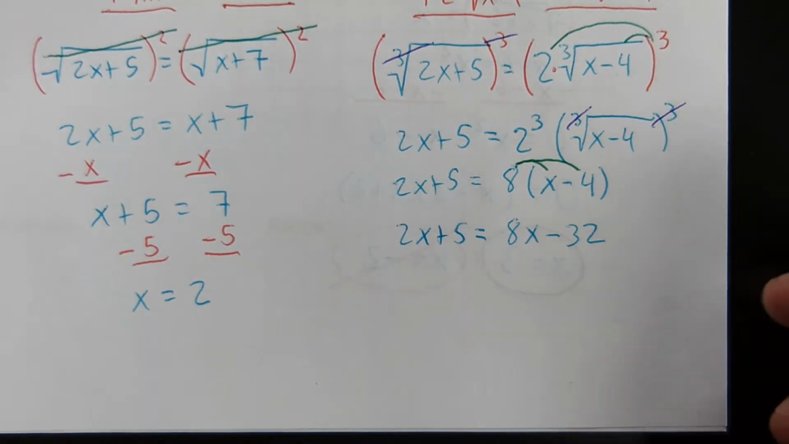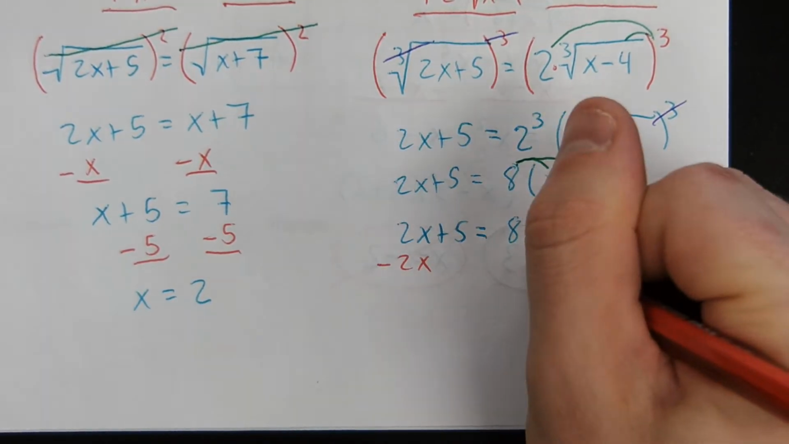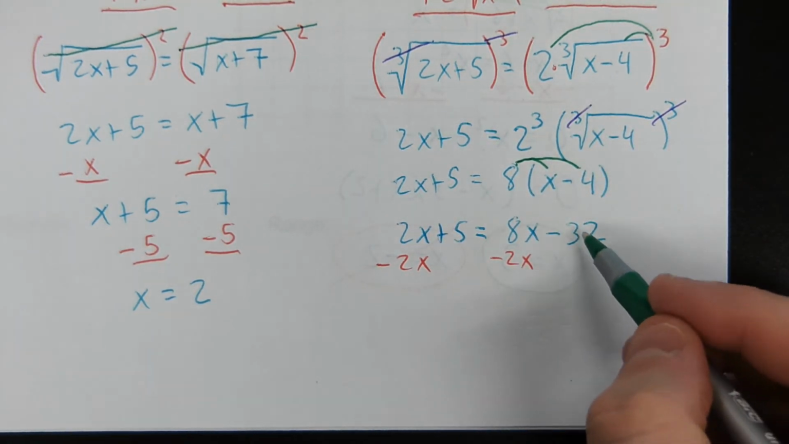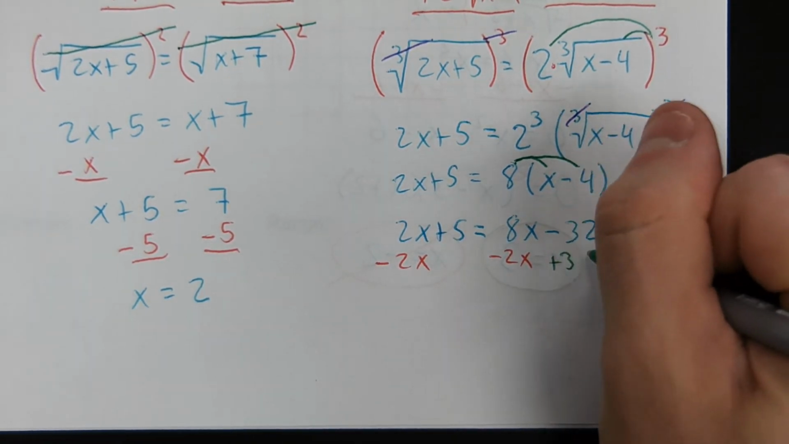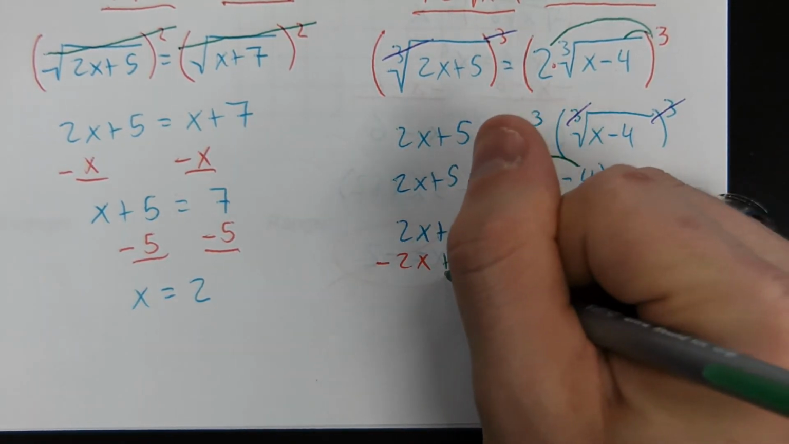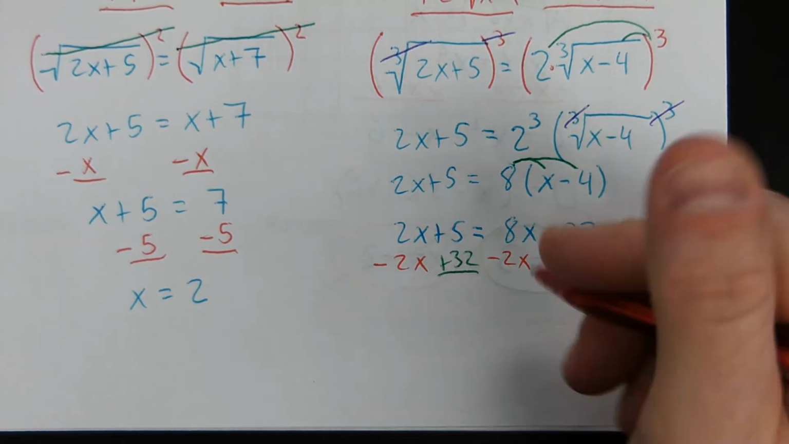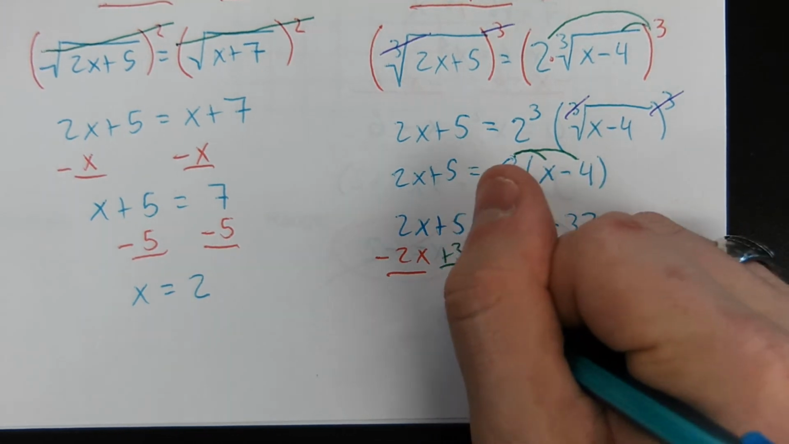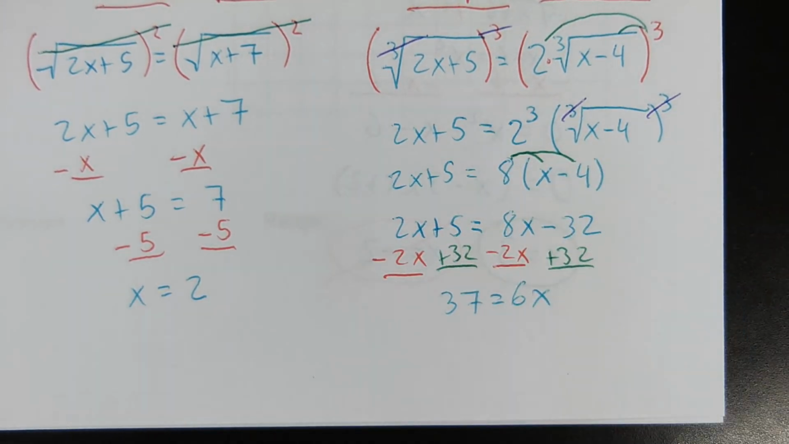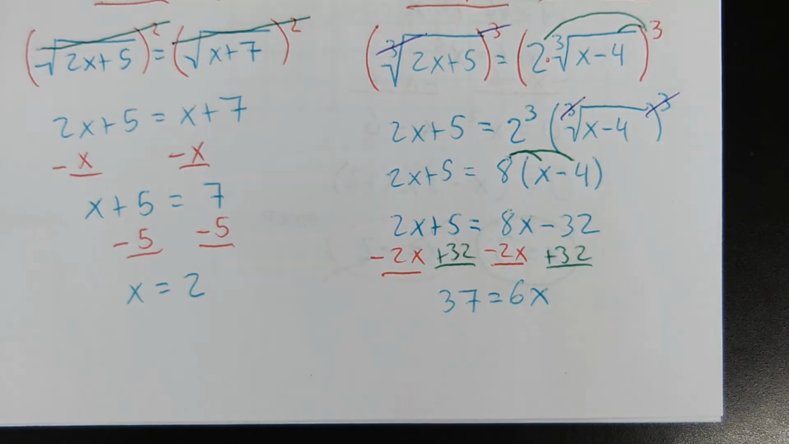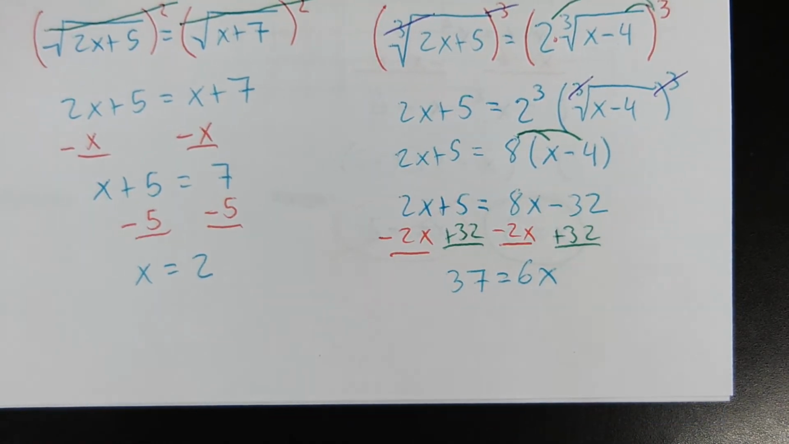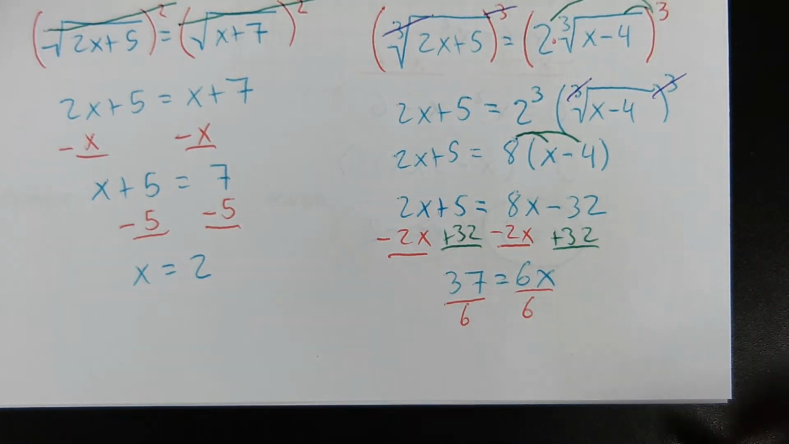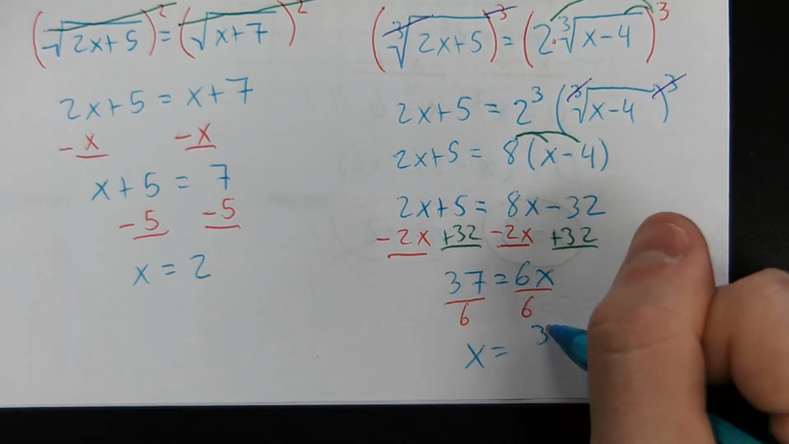Alrighty, I like my x's to be positive, so I'm going to subtract 2x from both sides. And at the same time, in a different color, I'll move my non-x's to the left. What do I end up with? I end up with 37 equals 6x. Okay. Just divide both sides by 6 and you're finished. X equals 37 over 6.